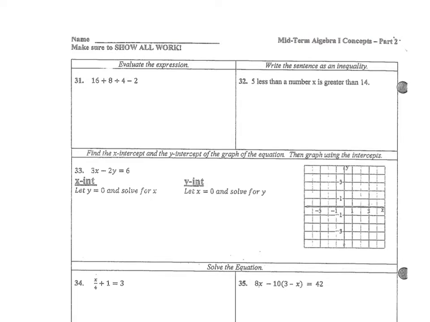Okay, next one here, number 31. You just got to evaluate this, solve it. Plug it in your calculator, be careful. 32, 5 less than a number x is greater than 14. So you got to write this out as an inequality. Okay, this is a turnaround word. Here's x, and 5 is less than that x, and it's all greater than 14.